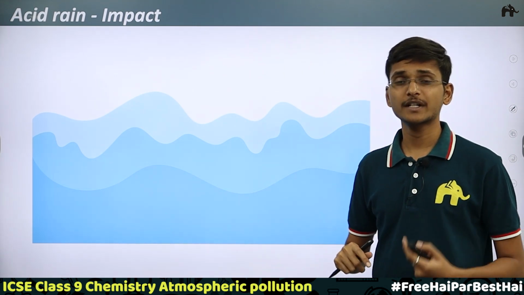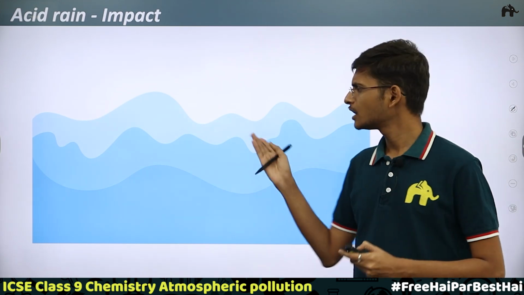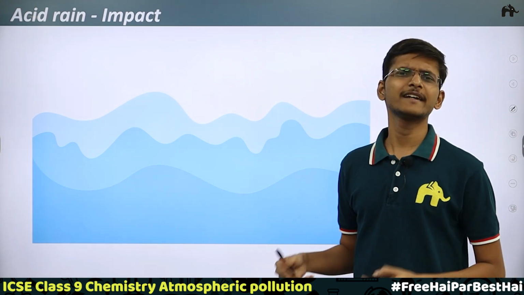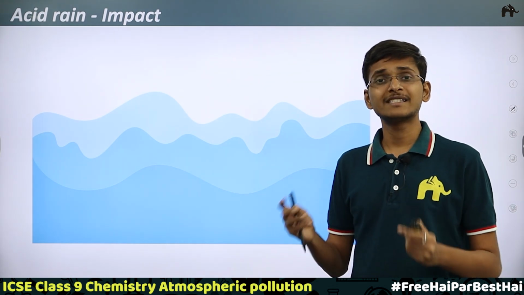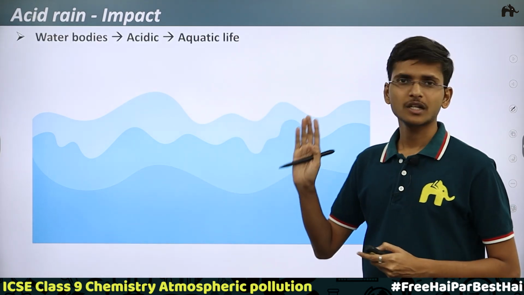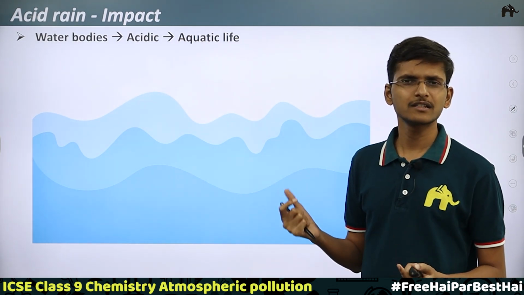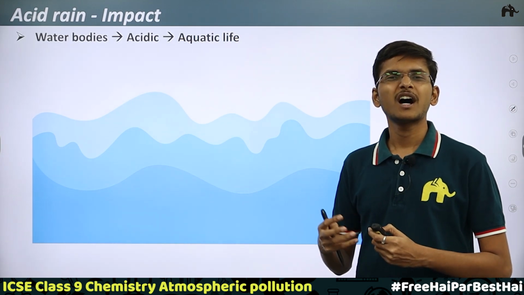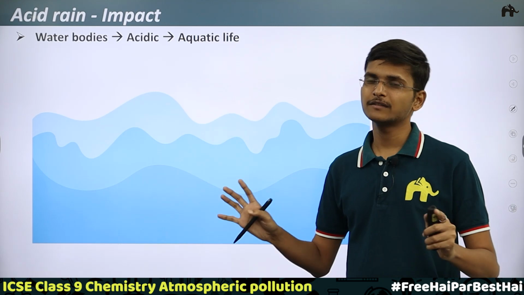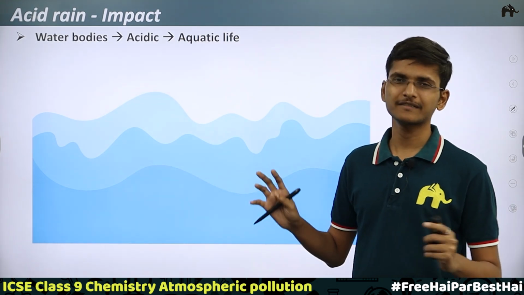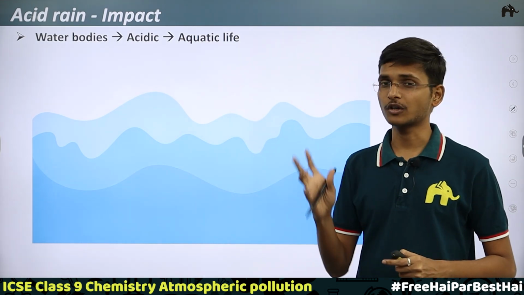Another thing is it is also affecting our water bodies. So when this acid rain is falling on the oceans or seas or lakes or rivers, what it is doing is it is making these rivers and lakes acidic. Correct? So what is happening because of this acidic nature of the rivers and the lakes? These water bodies are not suitable for the aquatic life to live peacefully. So aquatic life is having some threat because of such acidic water.